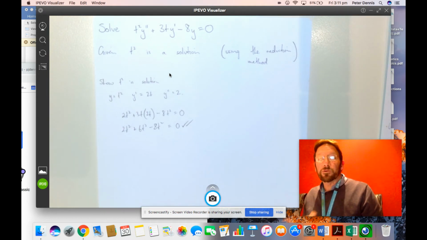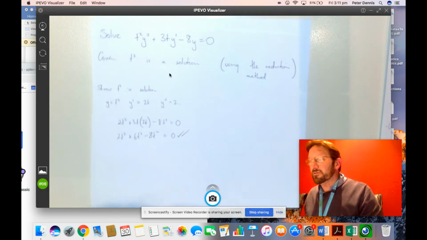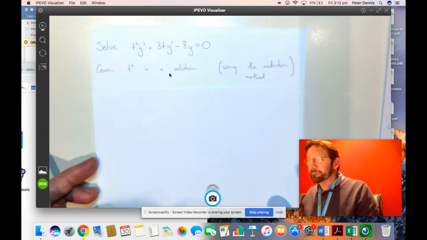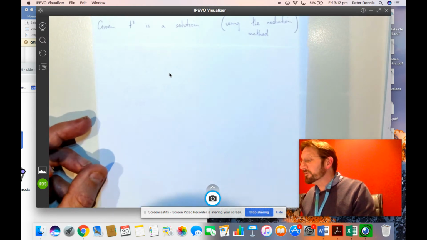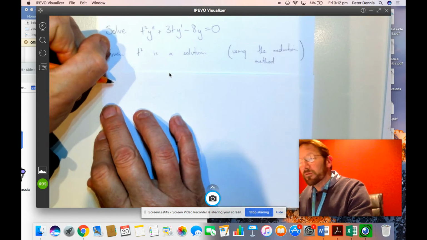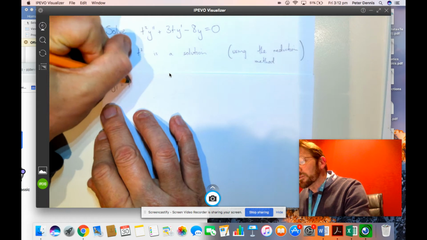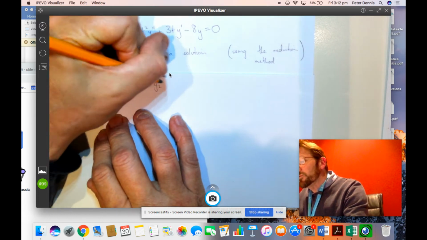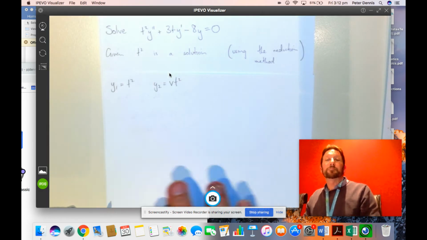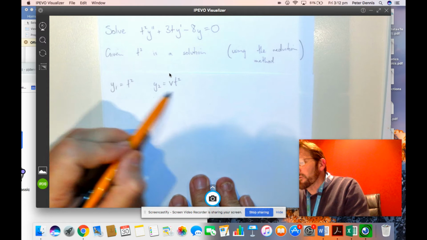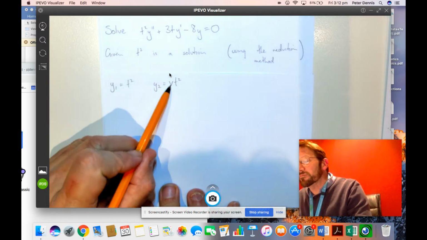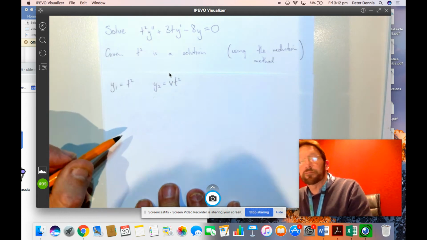Now we want to use reduction of order to find the second solution. So let's have a look at how this works. If the first solution y1 equals t squared, then y2 we are going to say is v times t squared. This is going to be our second solution, where v is a function, times t squared.